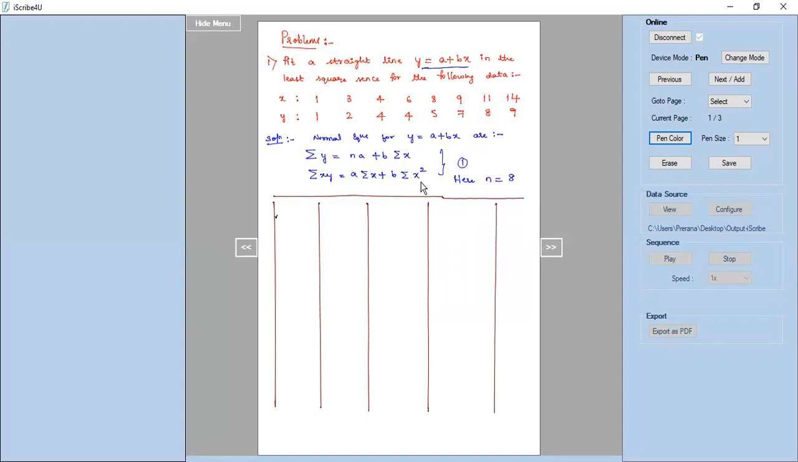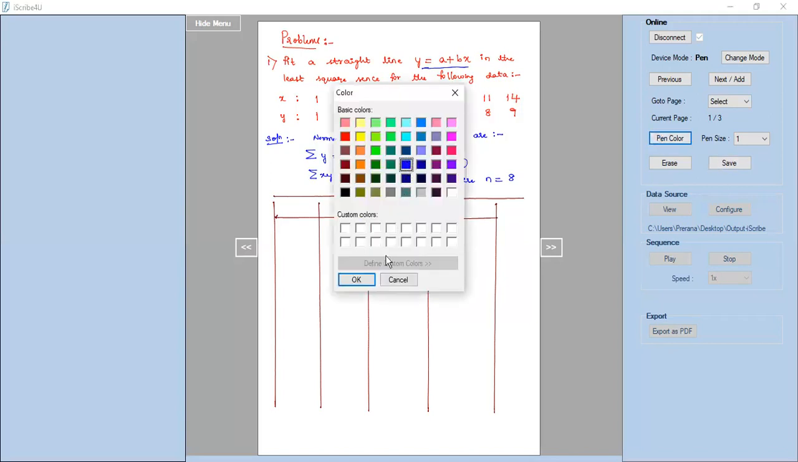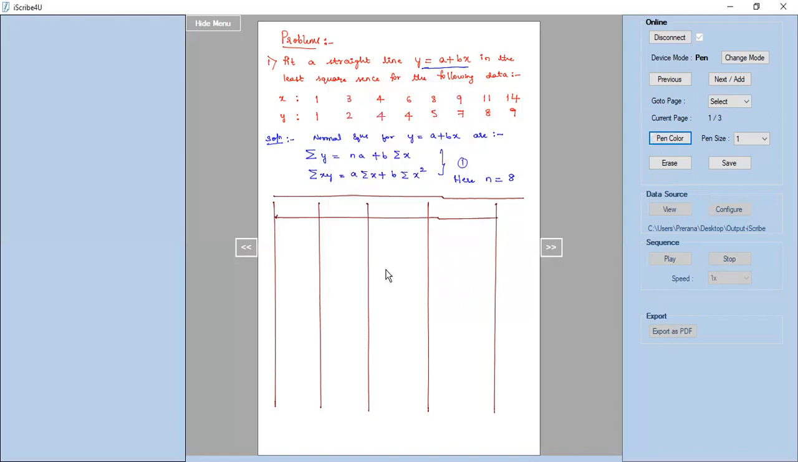So let us first represent what we are denoting respectively. The first column is for x values, the second one for y, the third one for x into y, and the fourth one for x square. Now we'll write down the respective values of x and y first, column wise.